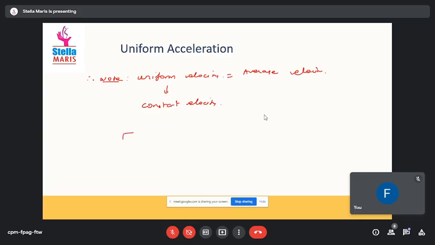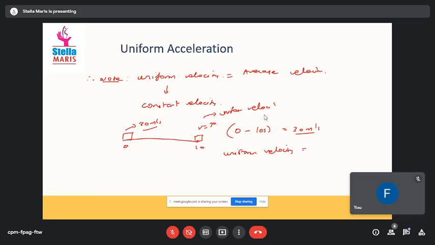For example, if a body starts at 0 and until 10 seconds it is moving with a velocity of 30 meters per second. It is still moving, but we are calculating the motion only between the time interval 0 to 10 seconds. So the initial velocity is 30 and the final velocity is 30. So it moves with a uniform velocity, only 30 meters per second. So between 0 to 10 seconds, uniform velocity equals the average velocity.